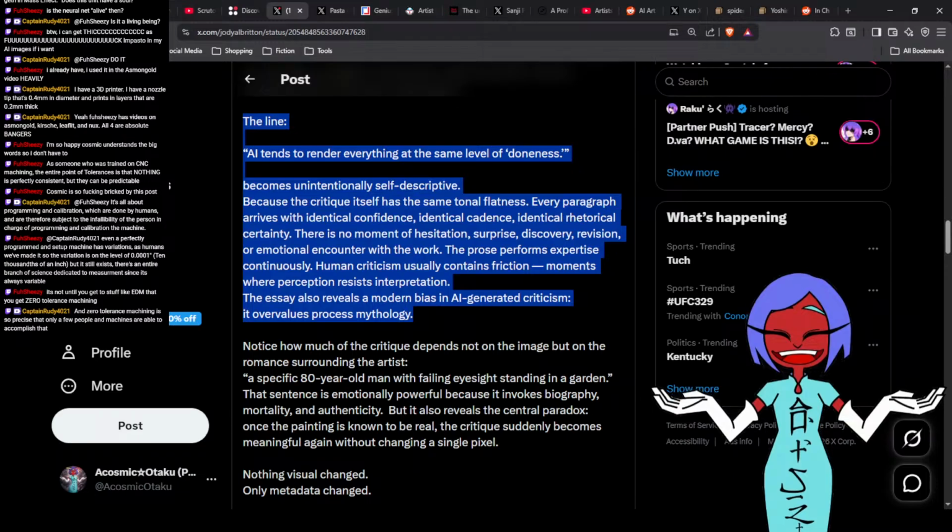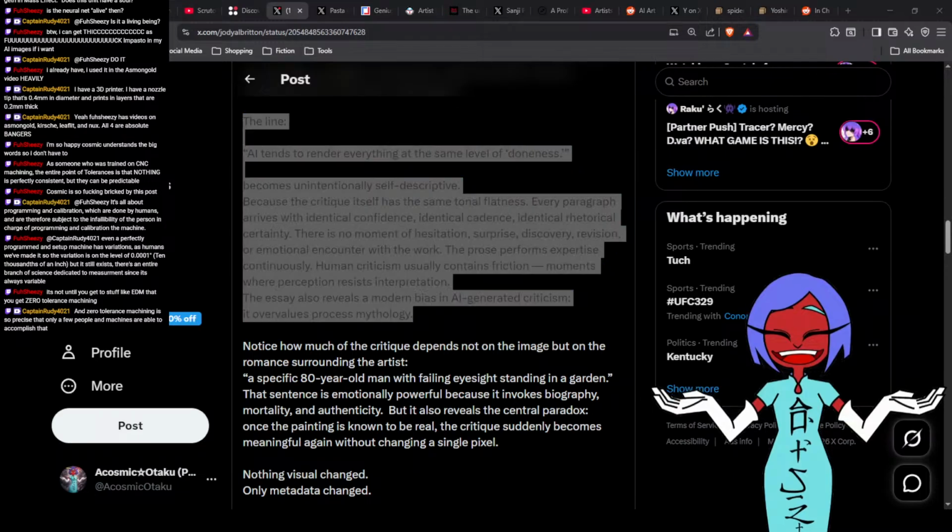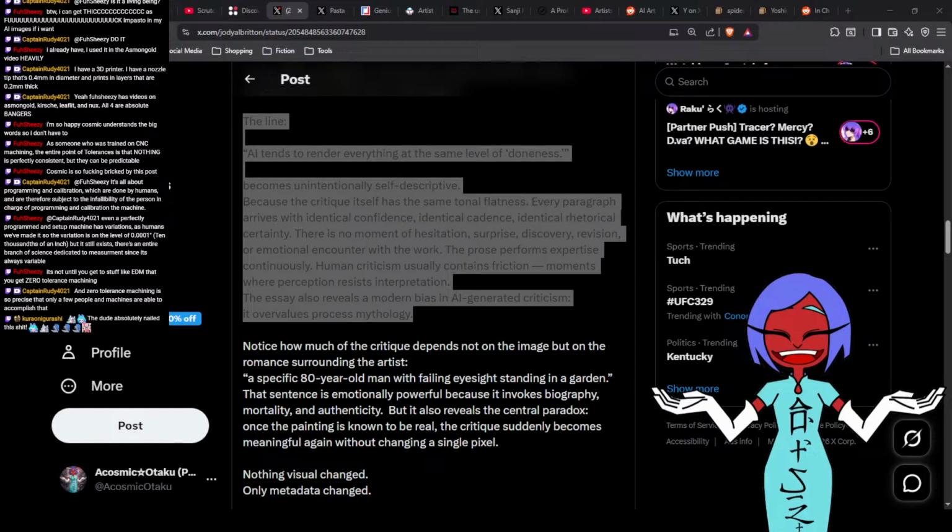So, Fushigi, Cosmic is so bricked by this post. I don't know what that means, but I'm going to pretend like it's something wholesome. Captain Rudy says, it's all about programming and calibration, which are done by humans and are therefore subject to the fallibility of the person in charge of programming and calibration of the machine.